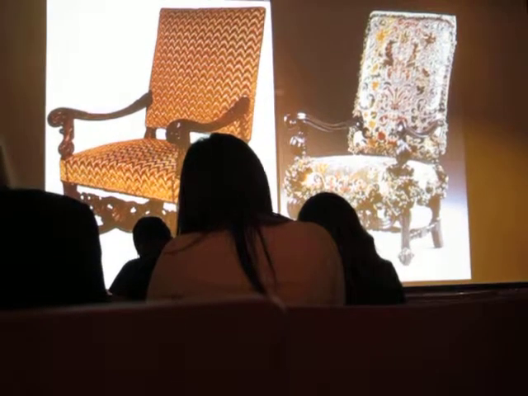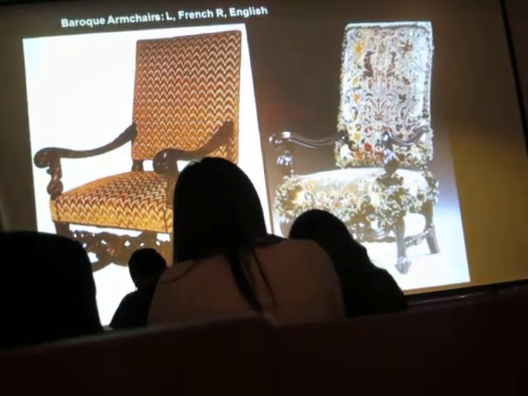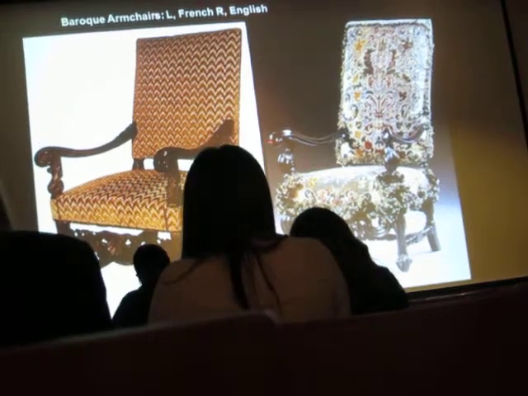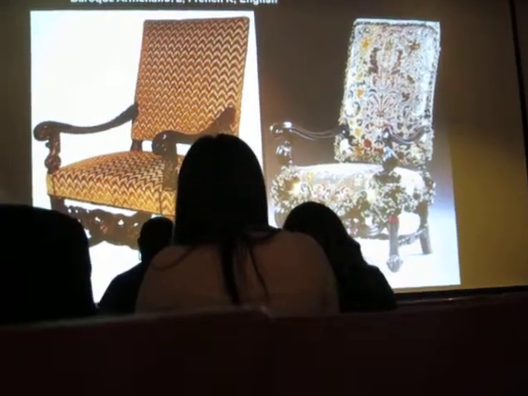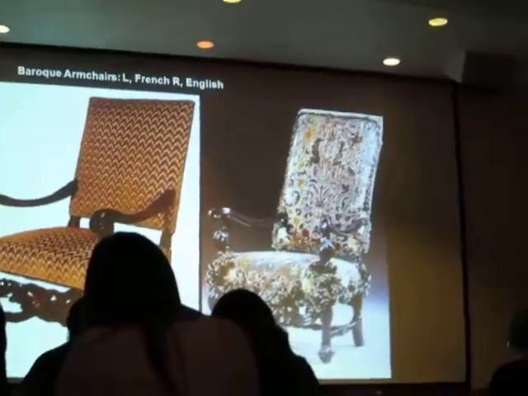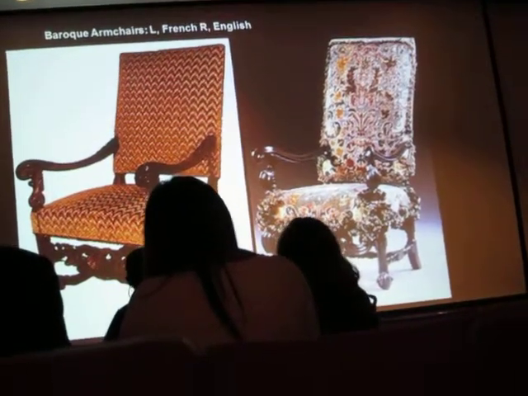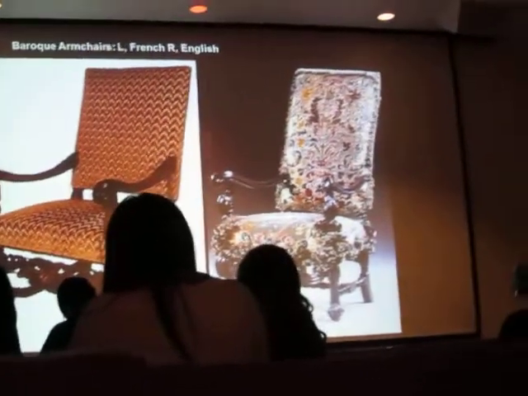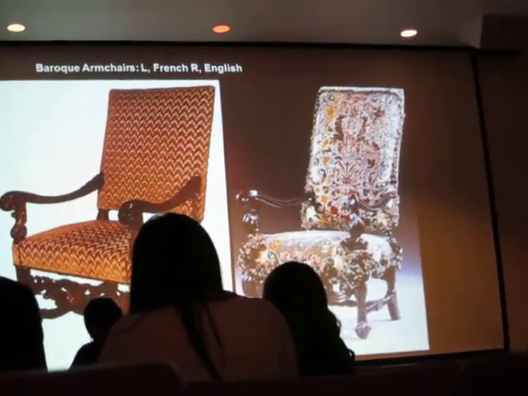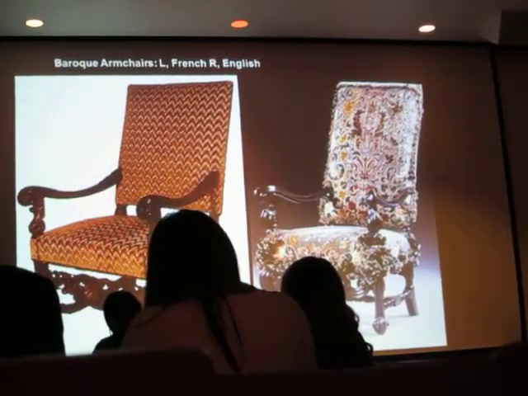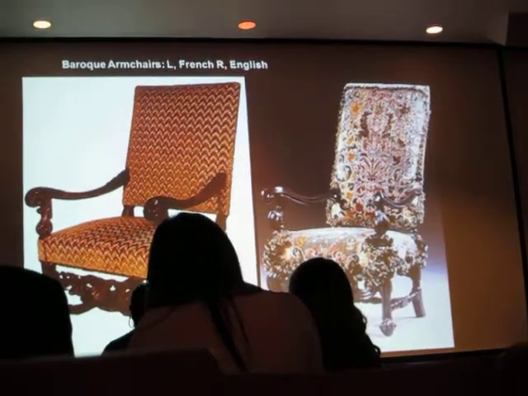This Baroque French versus English, you see exactly the same form for these armchairs. The English one has a heavier, more masculine kind of carving. The French one has delicate, refined carving, and we would tend to assume that the French was probably gilded. Most of the French would have been gilded.